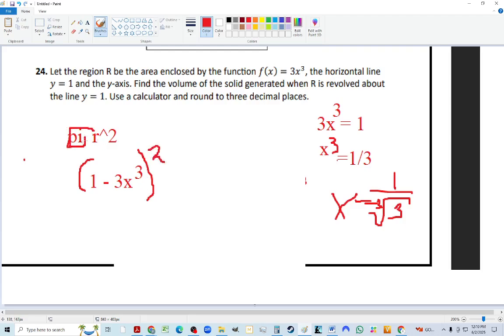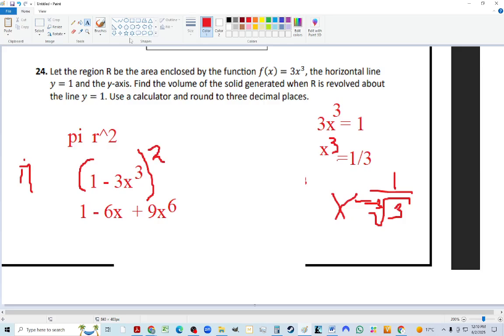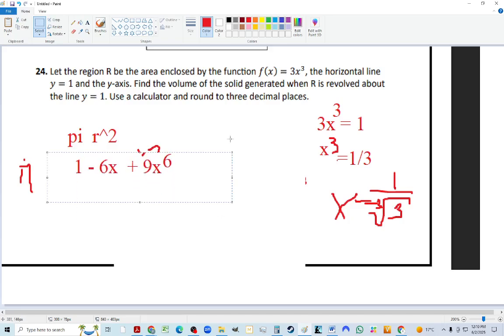Well, the pi is a constant, so I can take it out. I might as well find the expansion of that. It's a squared plus 2ab plus b squared: 1 minus 6x cubed plus 9x to the 6. That's after we expand it. So that's my actual radius. That's 6x cubed, by the way. That's now my pi r squared.